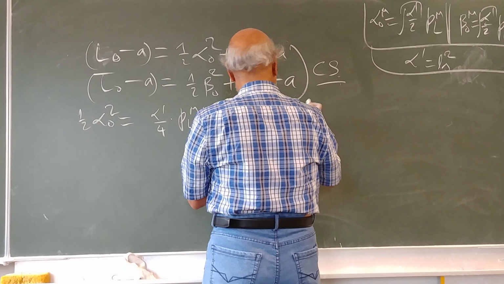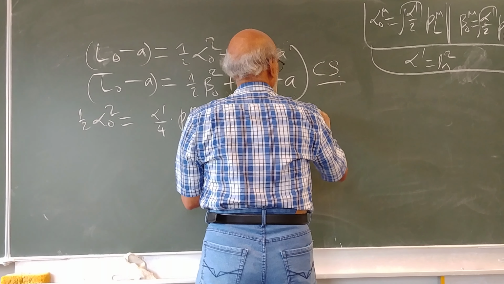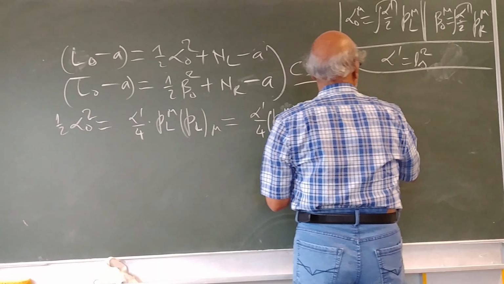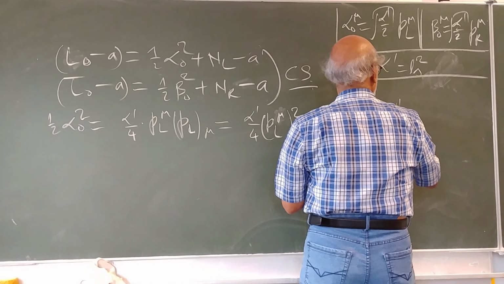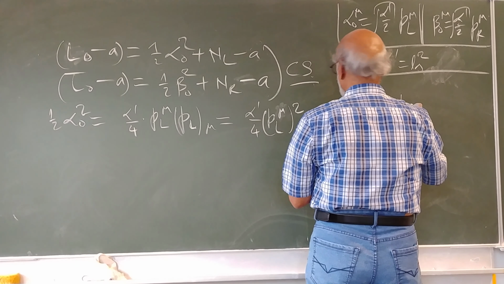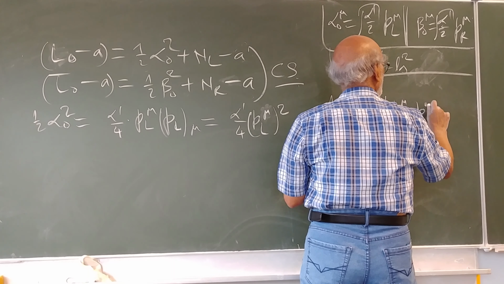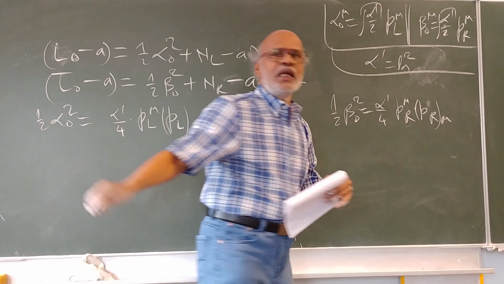Let me keep them separately, or if you like, you can write PL mu square. Similarly, 1/2 beta 0 square would be alpha prime by 4 PR mu, PR mu. Correct?